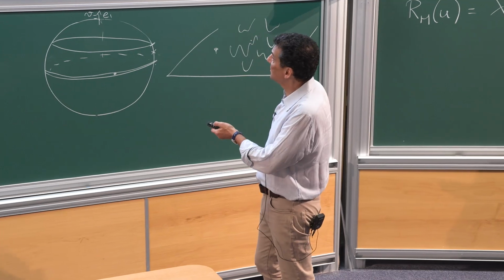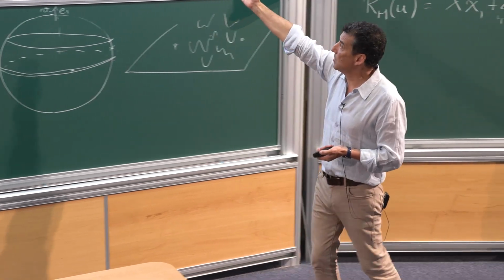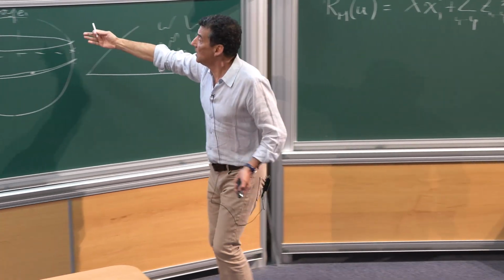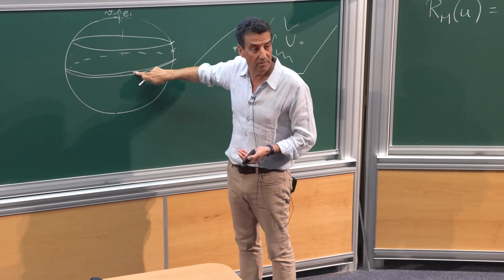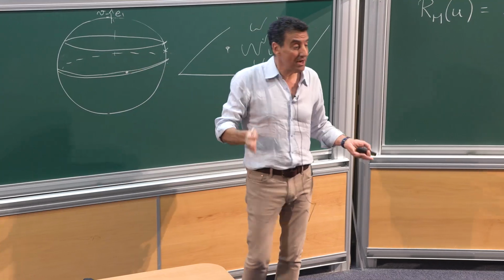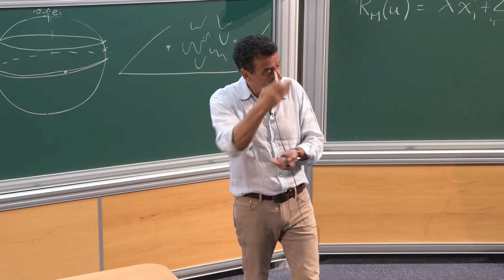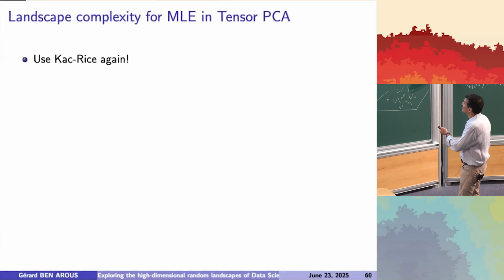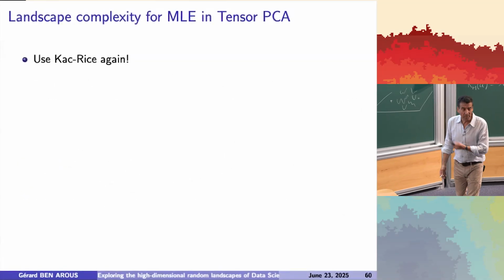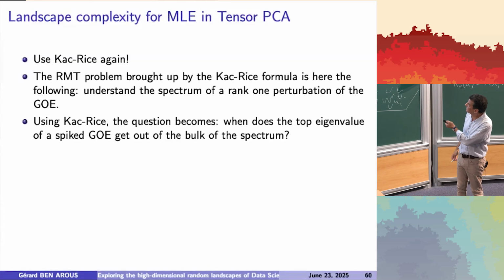Go. So let's continue. Where is the global minimum? Is the global minimum close to the signal of my empirical thing, or is it close to the equator? If it's close to the equator, that's bad news. If it's close to the signal, that's good news. So to understand the topology of this, you use Kac-Rice again.